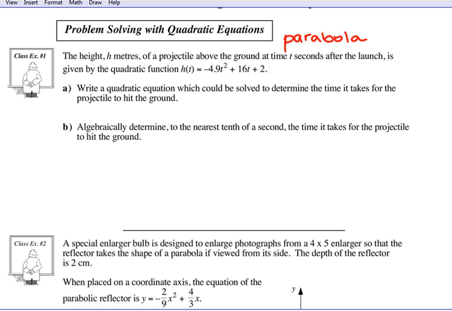So if it hits the ground, when it hits the ground, what's going to be 0? Time or your height? Your height is going to be 0. So we'll be okay because we're prepared now. 0 equals negative 4.9 t squared. So our height is equal to 0.